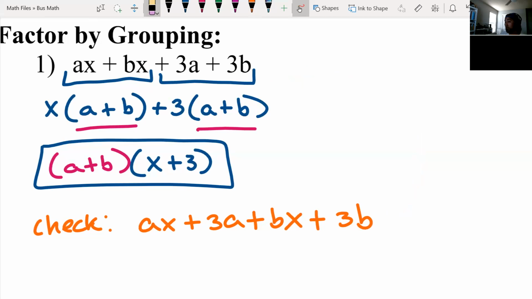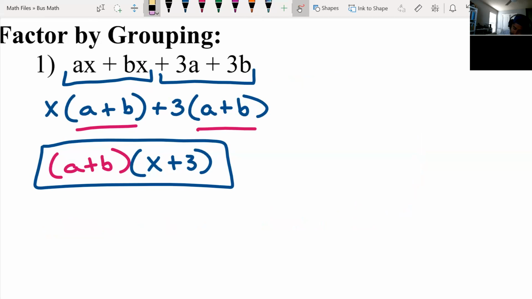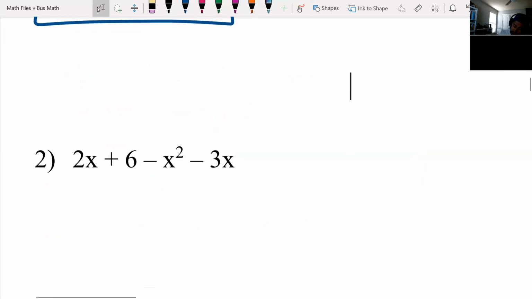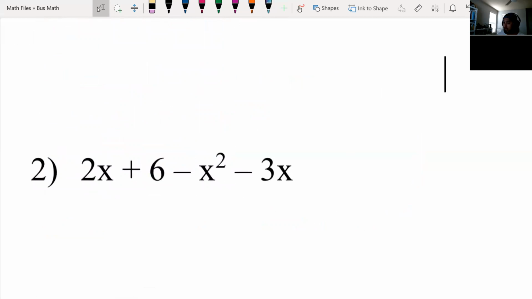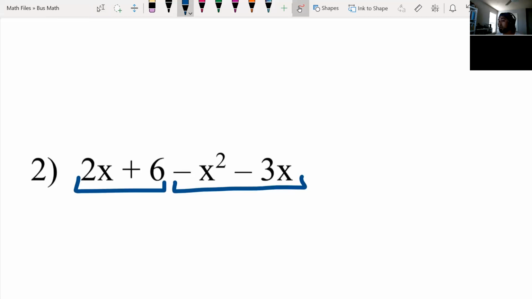So it doesn't hurt to check to make sure you did it right. Okay, let's do it again. So here, let's just focus on grouping. Let's not worry about the greatest common factor unless we actually see one. So here we have a 4-term polynomial again. So right off the bat, I'm just going to group these two, and I'm going to group the last two, including that negative sign. So now look at 2x plus 6, and what's your greatest common factor there?